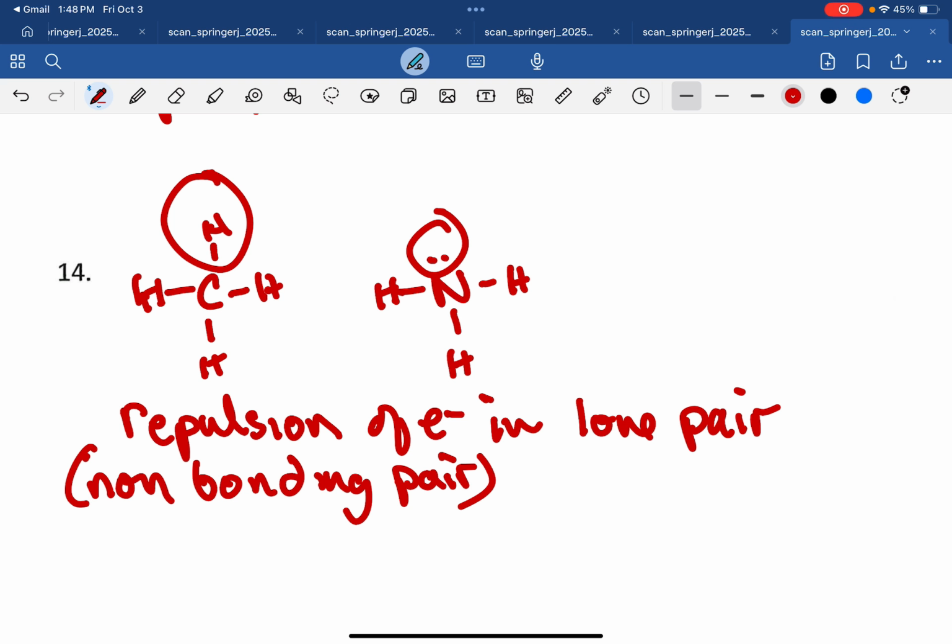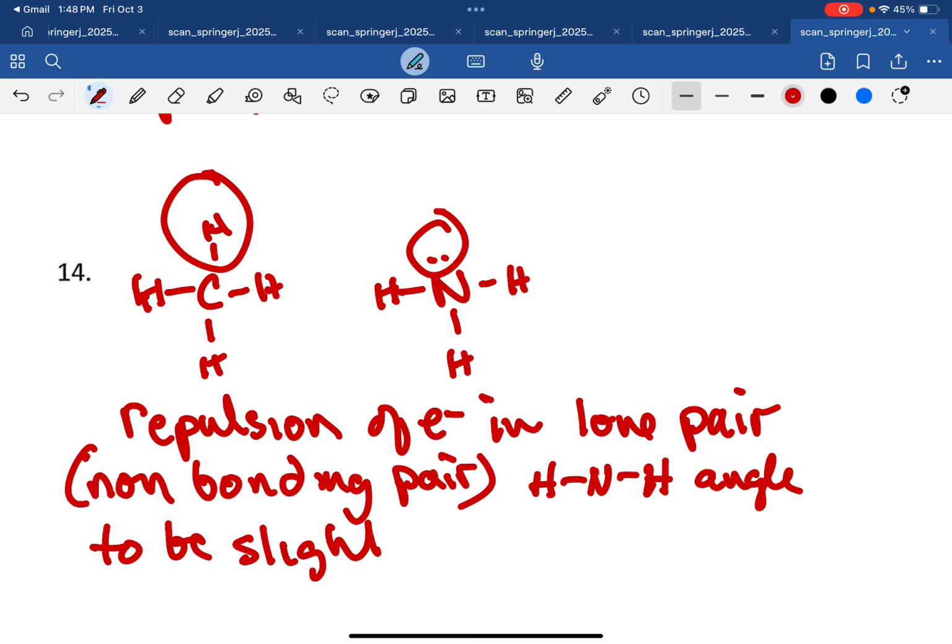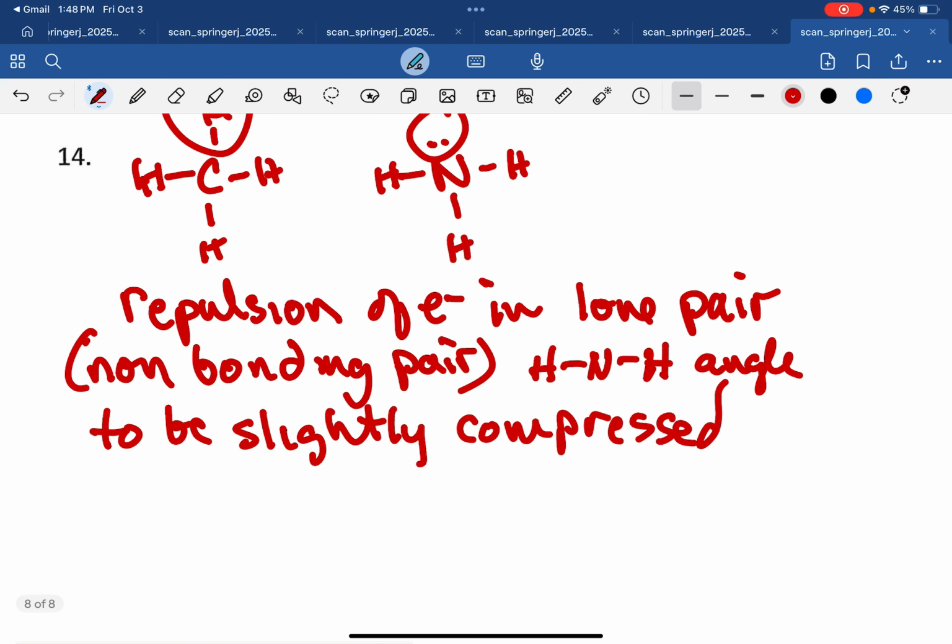And so that repulsion causes the HNH bond angle to be slightly compressed. So it's slightly less than the 109.5, which is what it said.